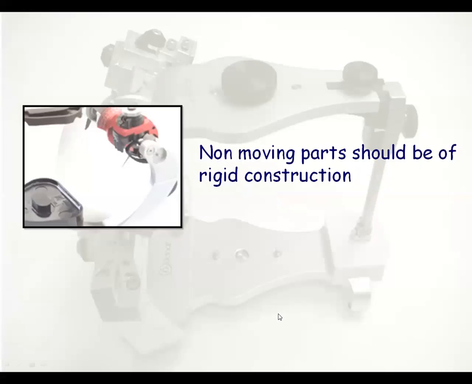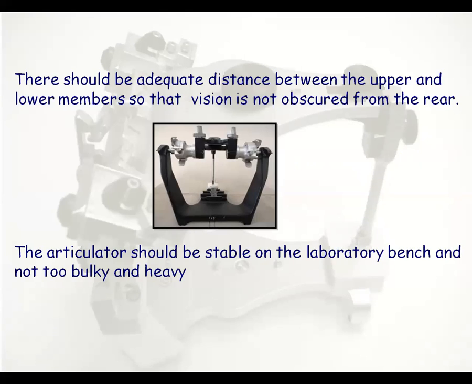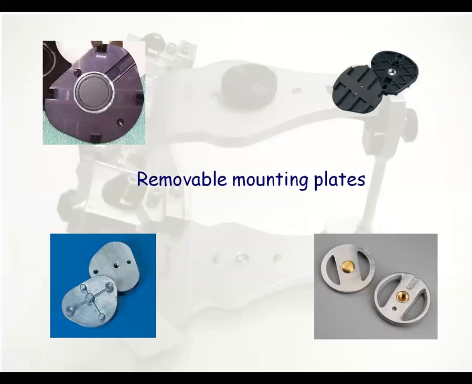The fixed or non-moving part should be rigid enough to avoid movement of the articulator. There should be an adequate distance between your upper and lower member for proper vision. If it is not there, it is very difficult to visualize the upper and lower member from the rear view. The articulator should have a stable platform while keeping it on the laboratory bench. It should not be too bulky or too heavy while operating. So these are the basic requirements for your articulator.